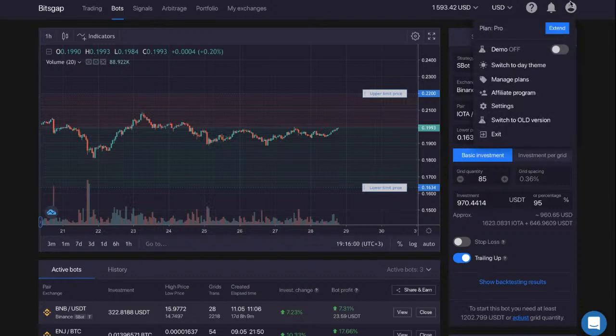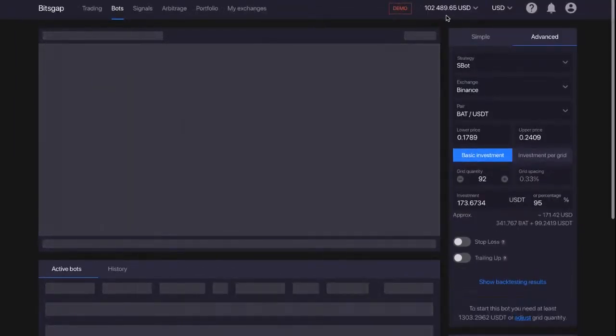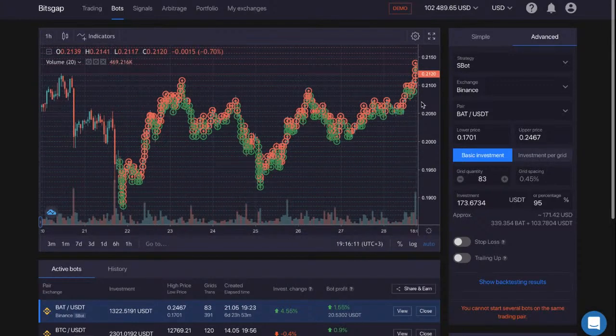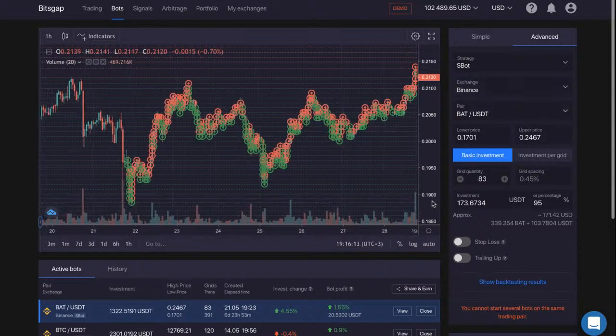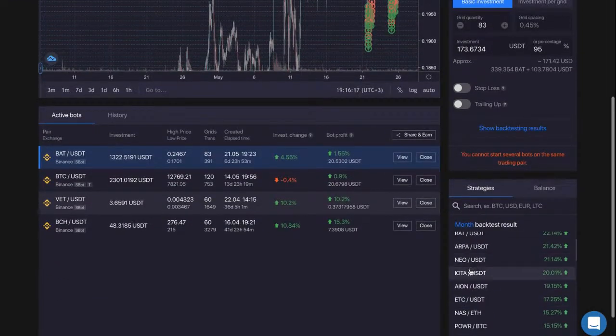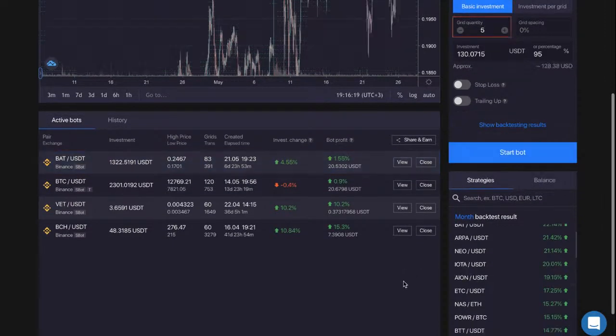And actually I'm going to use demo mode, my absolutely risk-free account, on which I have $100,000, and here I'm going to test. So let's once again switch to IOTA trading to USDT.